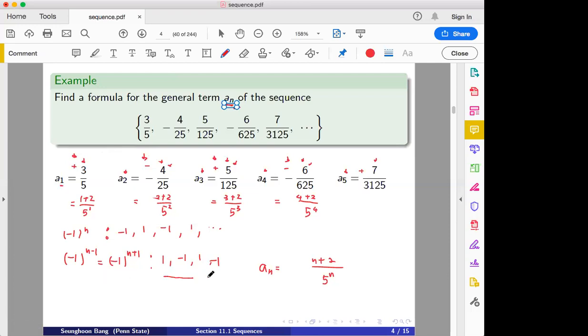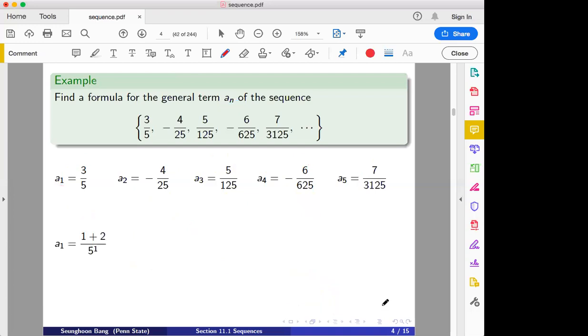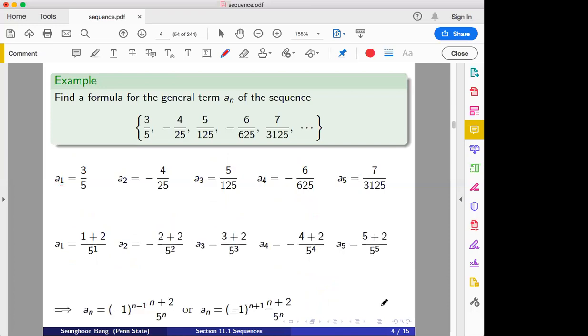Exactly, the second case. So the answer is minus 1 to the power n minus 1, or minus 1 to the power n plus 1, times n plus 2 over 5 to the power n. This is the whole idea for this case, the exact definition of the sequence.